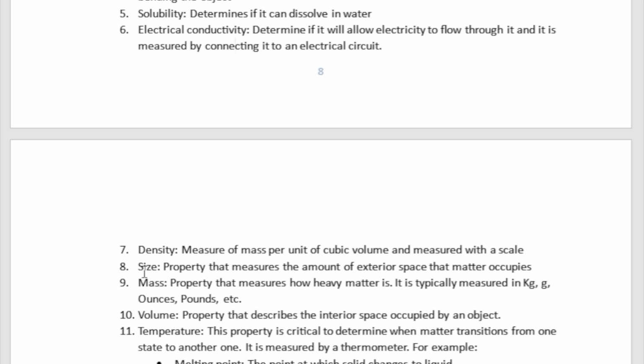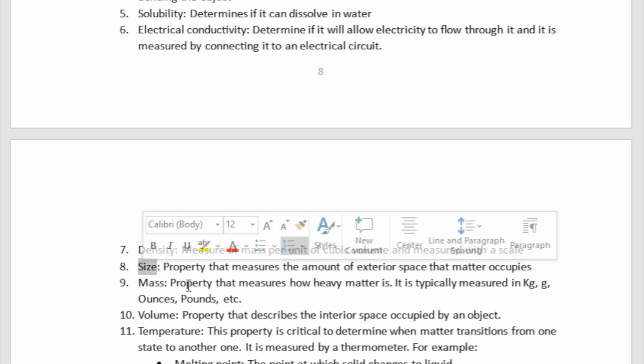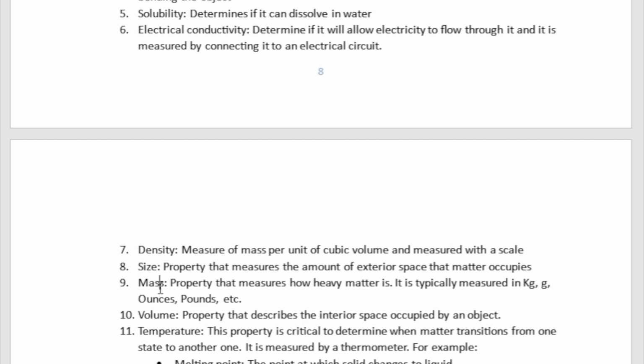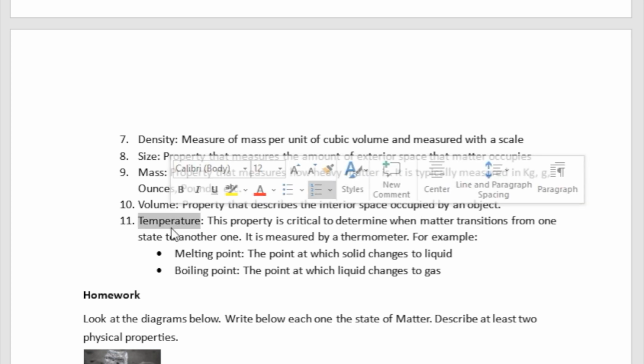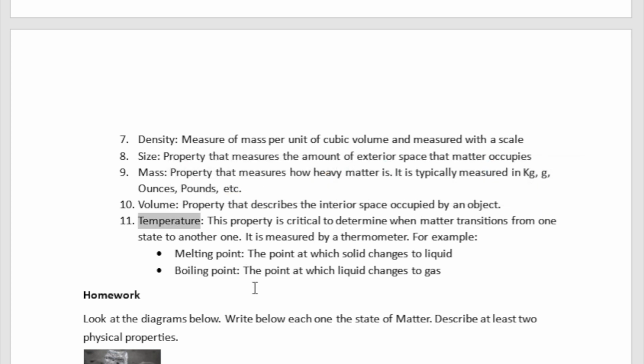What about the size of it? Well, the size of matter is going to be another property as well. And mass is going to be another property, which measures, well, potentially how heavy matter is. And it's typically measured in kilograms, grams, or ounces and pounds. Those are different units. What about the volume of it? Describes the interior space that the object of the matter occupies. And finally, the temperature of matter as well. It's going to be another physical property of matter.